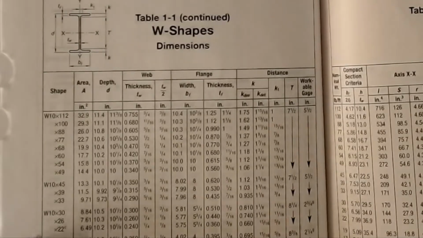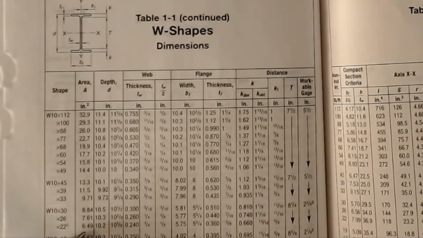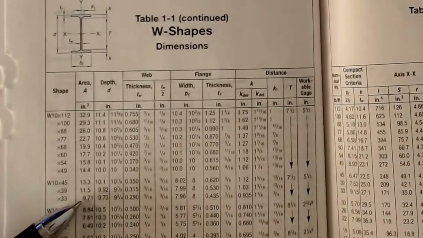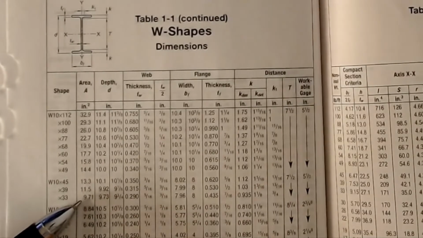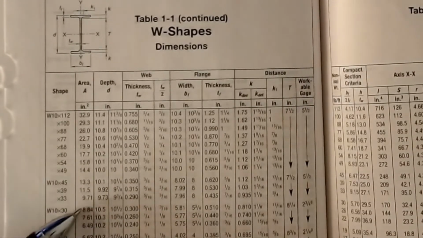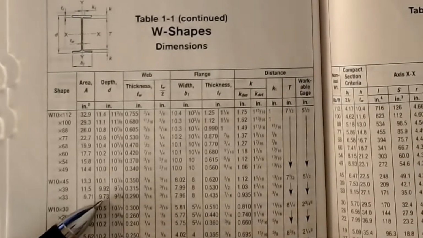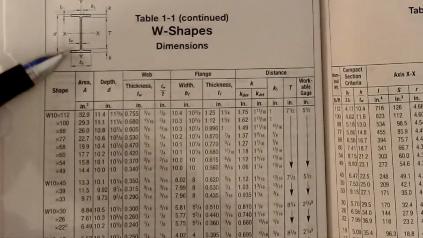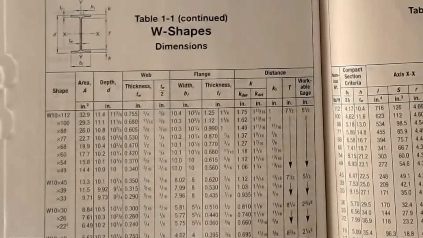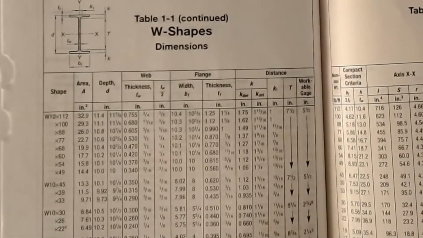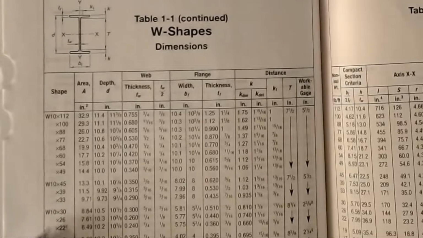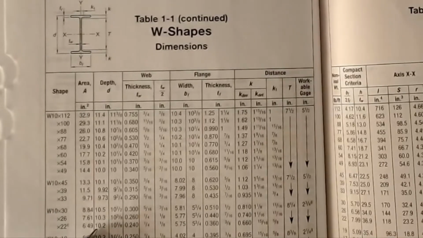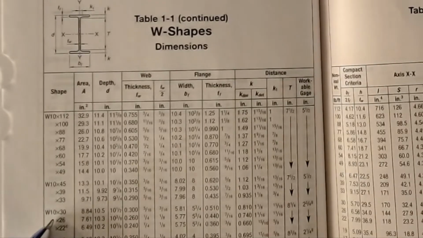So our 10 by 33 in this case has an area of 9.71, this guy up here. The next one that's very useful is this D dimension, which is the depth. D is the distance from the top to the bottom, and that's how deep the beam is. What you'll notice is that a 10 by 33 has a depth of 10.2 inches. So it's not exactly that number, but it's close.